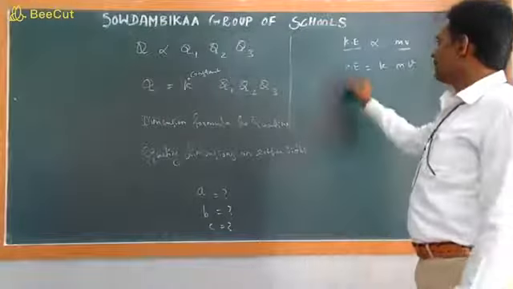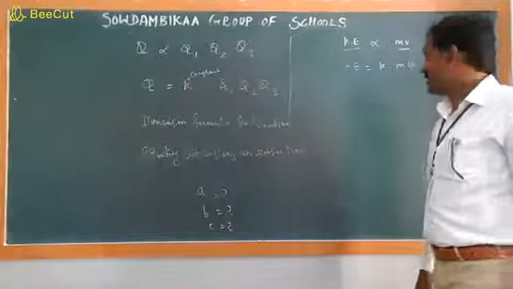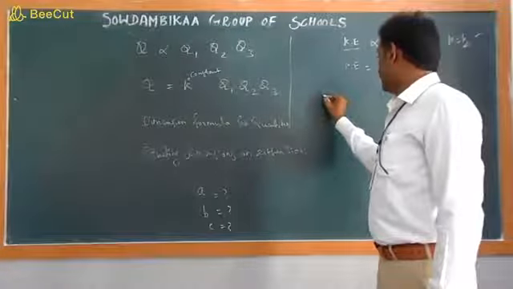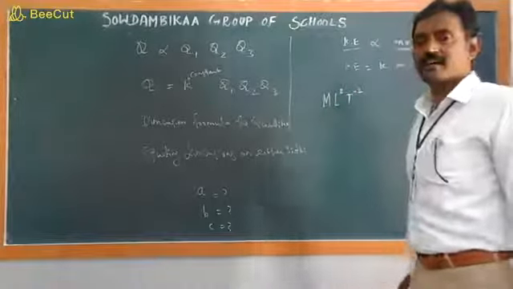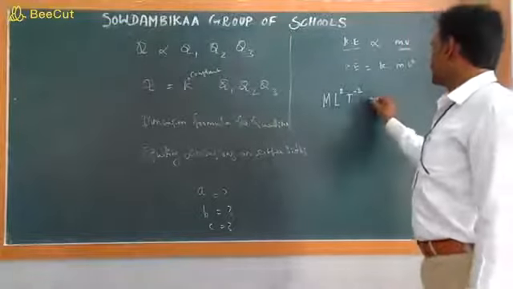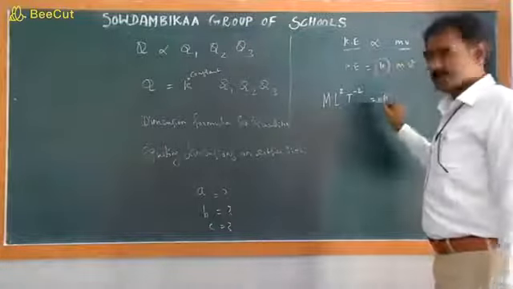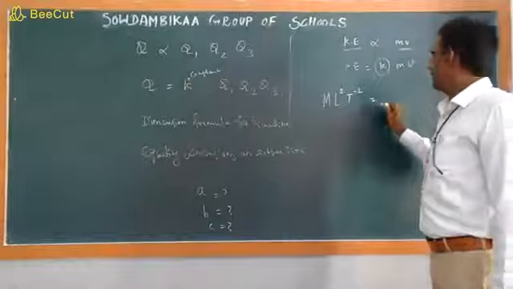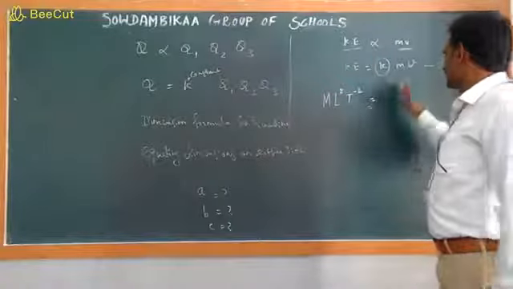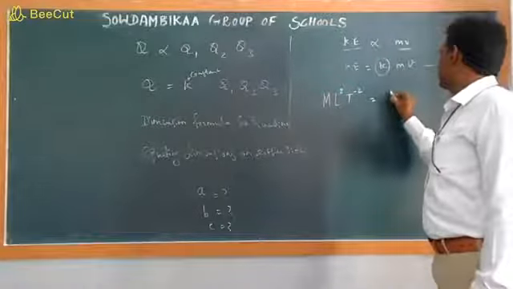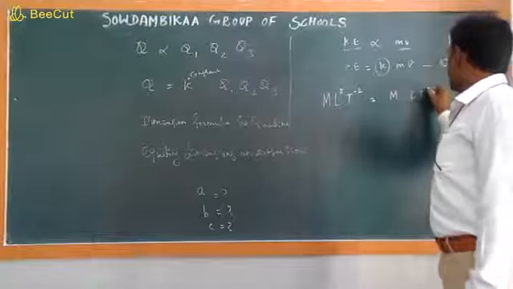Okay. Then what is the dimension for kinetic energy? The dimension for kinetic energy is M L square T power minus 2. It is equal to K into, K does not have any dimension. It is a dimensionless constant. That is equation number 1. Then the dimension for mass is M. Then the dimension for velocity is L T power minus 1.